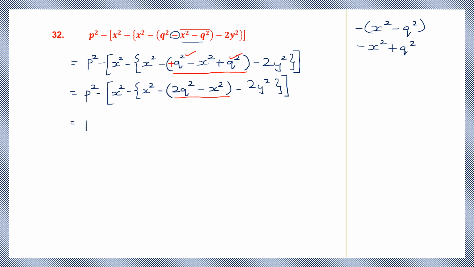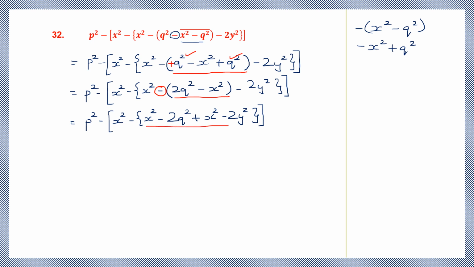We'll write p square minus square bracket x square minus curly bracket x square. Now we're going to remove the common bracket. So before that, look at the sign. It's minus. So change the sign of everything inside. So minus 2q square plus x square. And we'll write minus 2y square and close the curly bracket and the square bracket. So we've removed the common brackets.